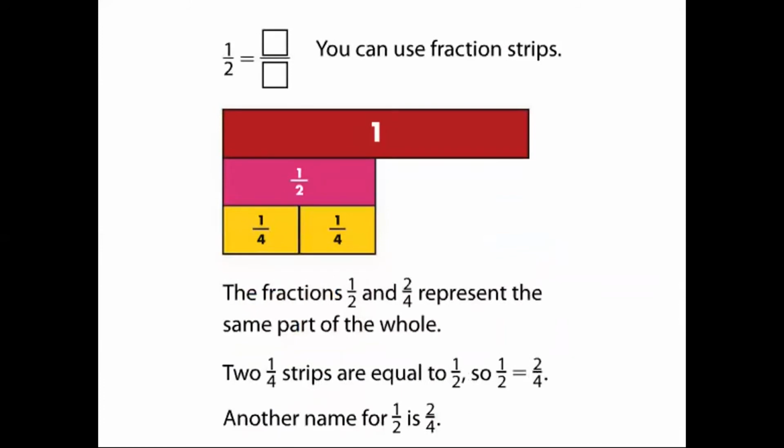Here we have a fraction, which is half. We can divide it into 2 quarters. So the fractions half and 2 quarters represent the same part of the whole. So 2 quarters are equal to half. Half equals 2 quarters, and another name for half is 2 quarters, or 2 over 4.